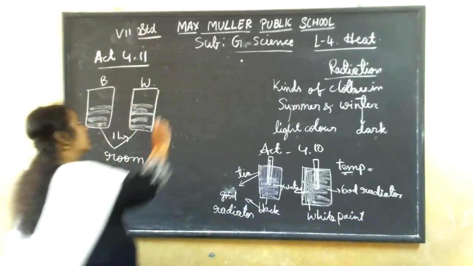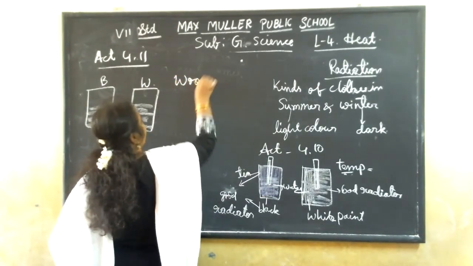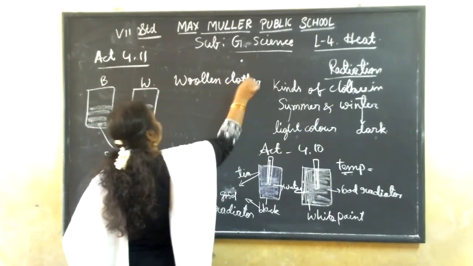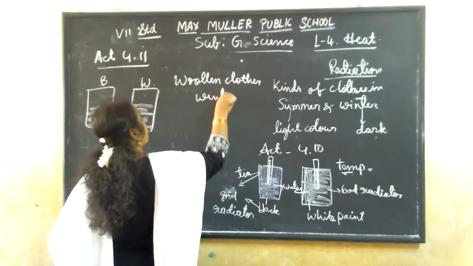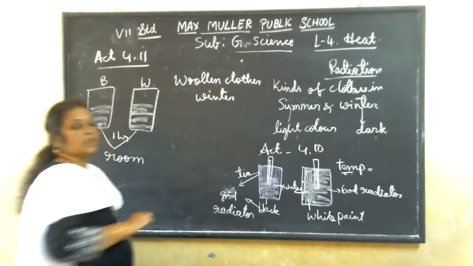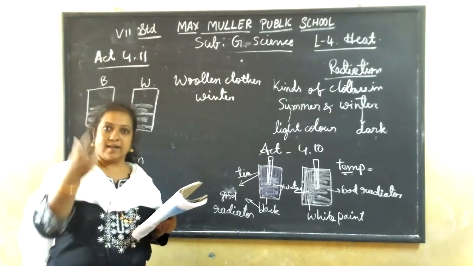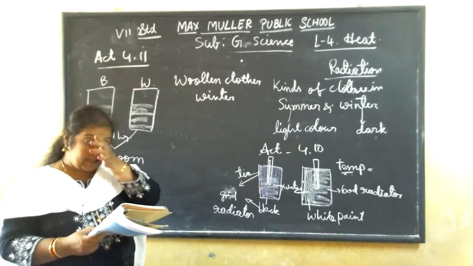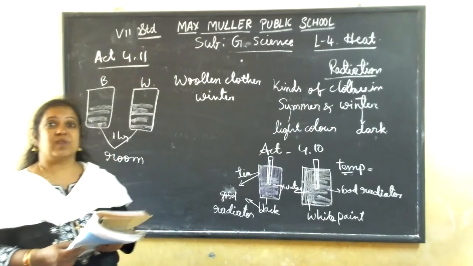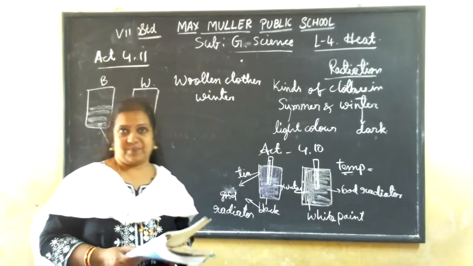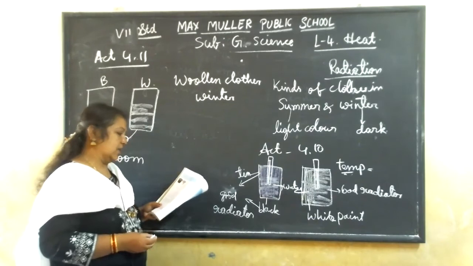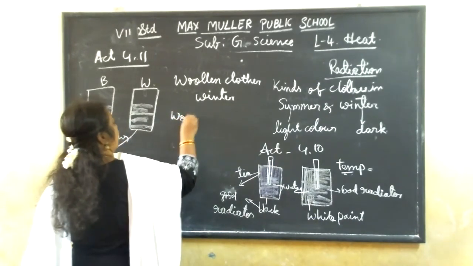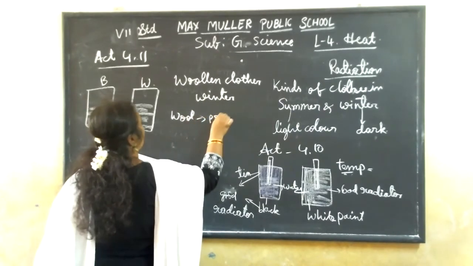See, woolen clothes. In which season will we wear them? In winter. Why do we wear them in winter? Because they trap the air in between the wool. Air is a poor conductor of heat. So this wool is a poor conductor of heat.